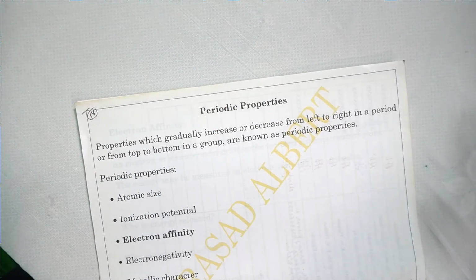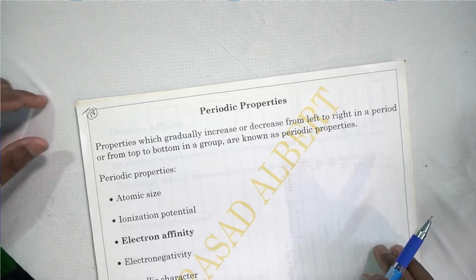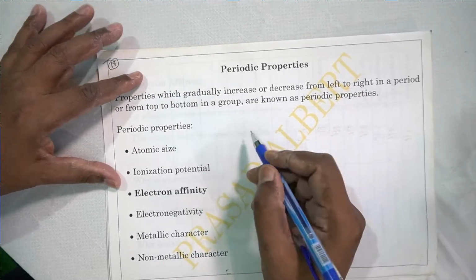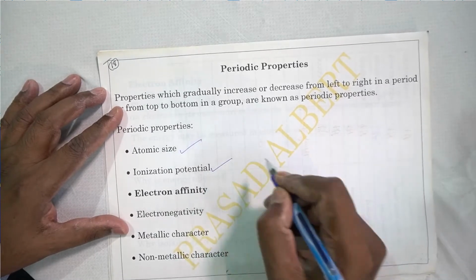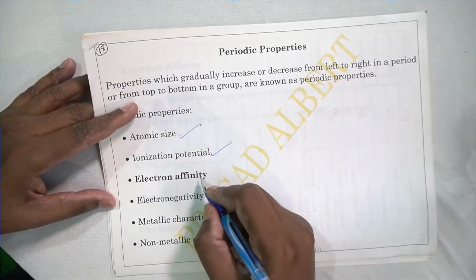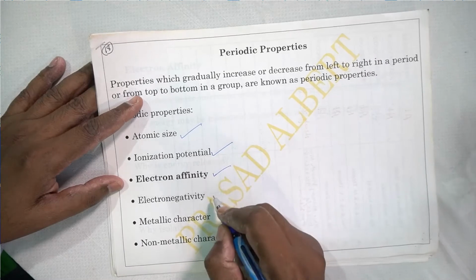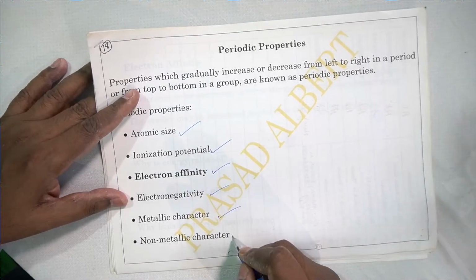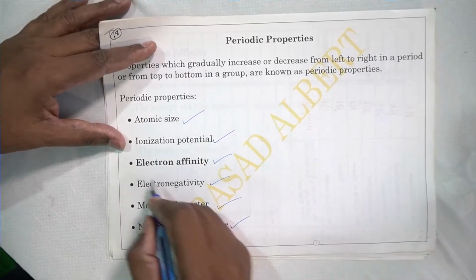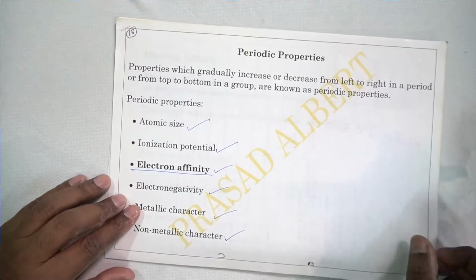Periodic properties are properties which gradually increase or decrease from left to right in a period or from top to bottom in a group. Now, what are the various periodic properties? We have already discussed atomic size and ionization potential in the previous video. The remaining periodic properties are electron affinity, electronegativity, metallic character and non-metallic character. And in this video, we are going to see electron affinity.